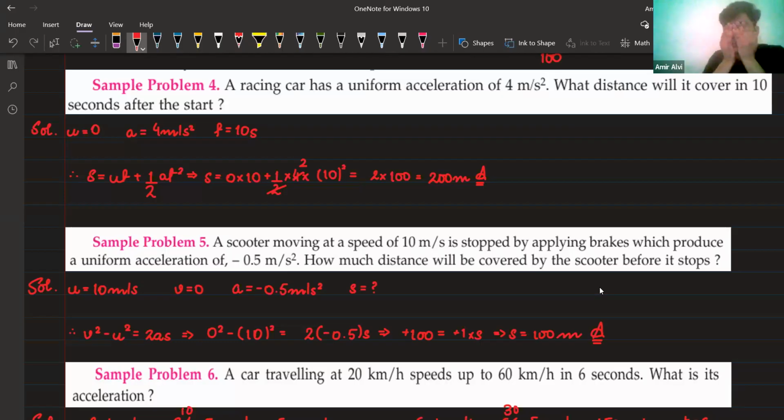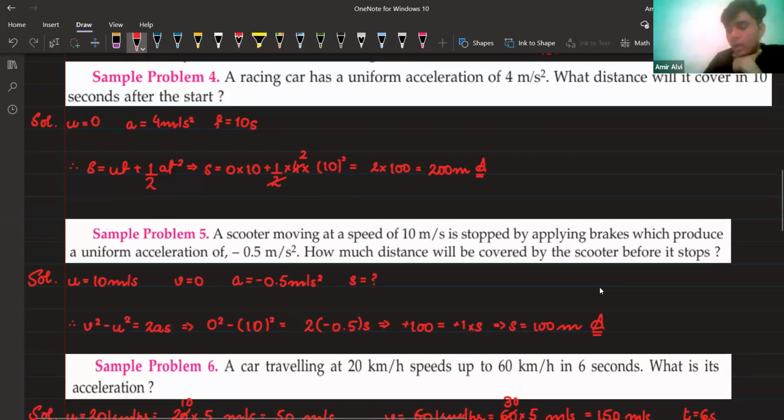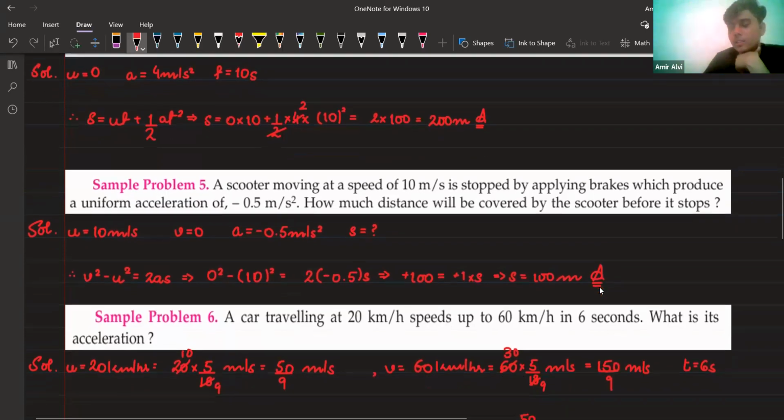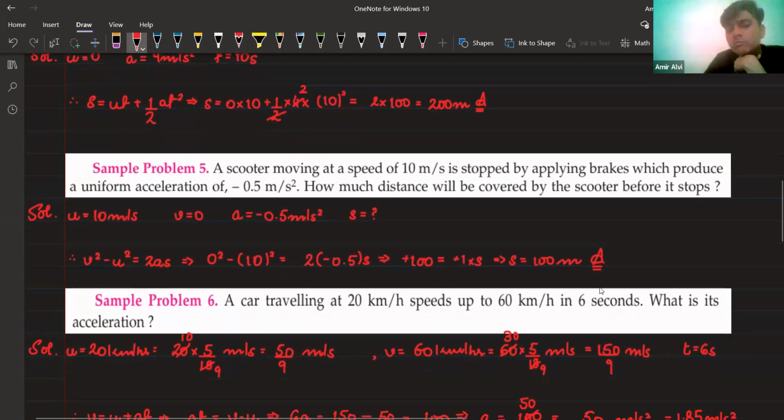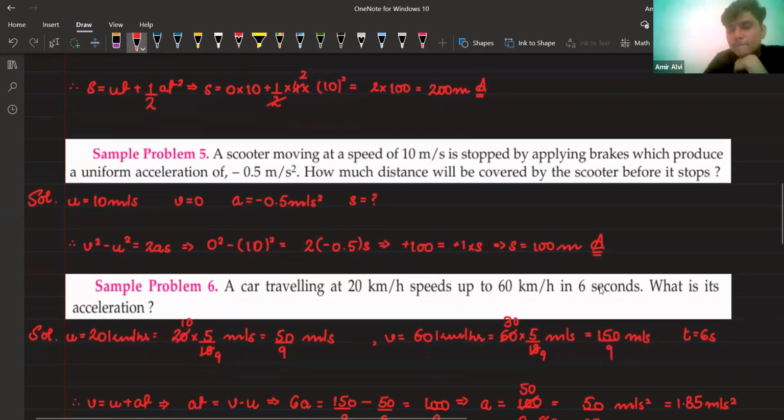Yeah, any answer, Naisha? Sir, could you explain this to me? This question was easy. You just have to change the value of u and v, then you can get the answer in terms of acceleration. I changed it to 50 by 9 meter per second and 10 by 3 meter per second.